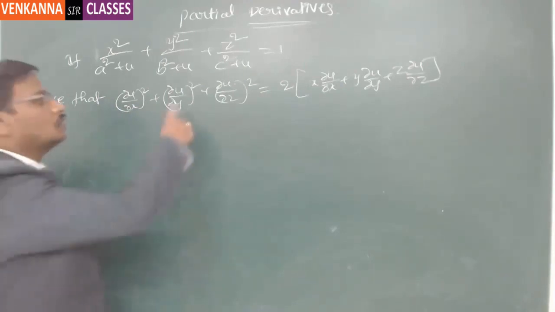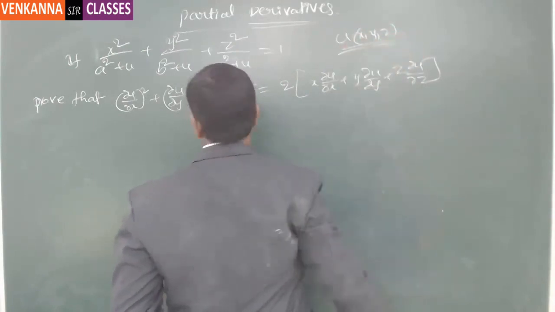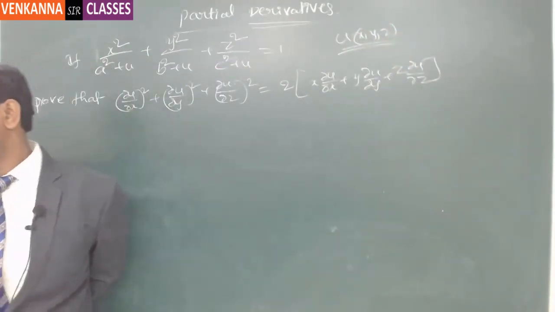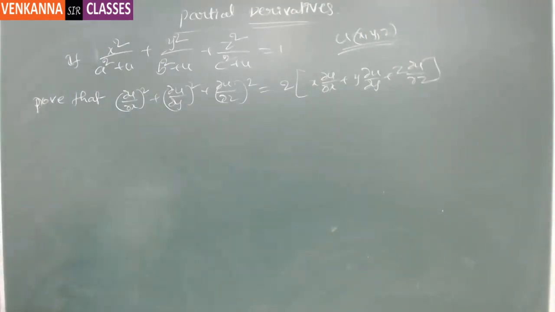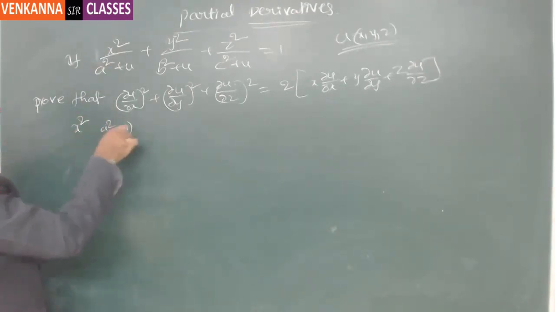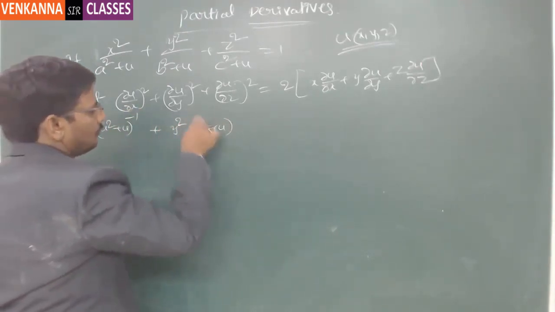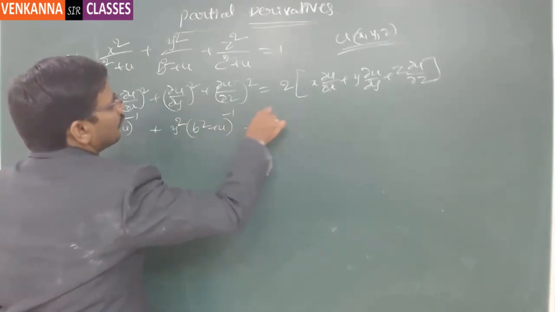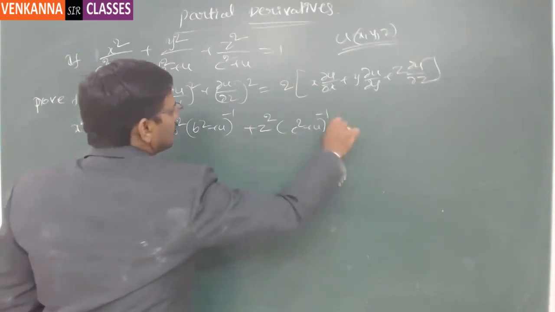Here u may be a function of x, y, z. So that you have to be aware. a, b, c are the constants. Now you solve it. Okay, so let me solve this. See this here. This can be written as x² into (a²+u)^(-1) plus y² into (b²+u)^(-1) plus z² into (c²+u)^(-1) is equal to 1.